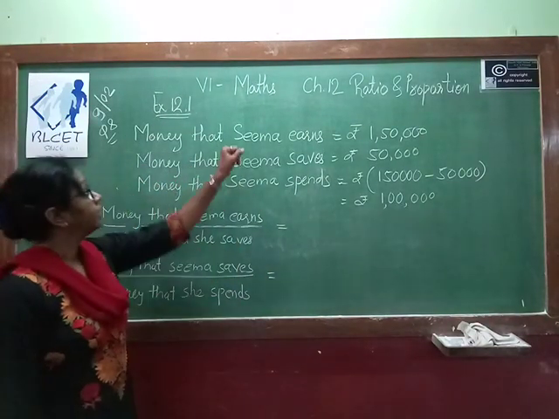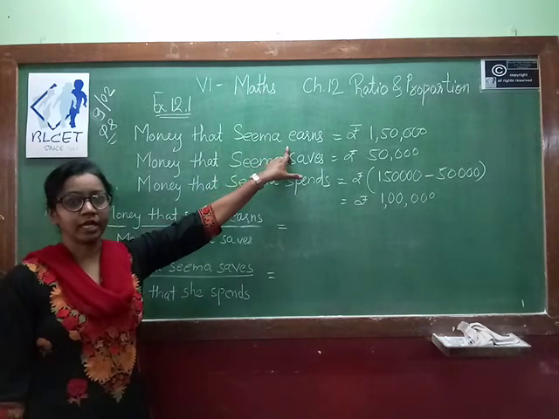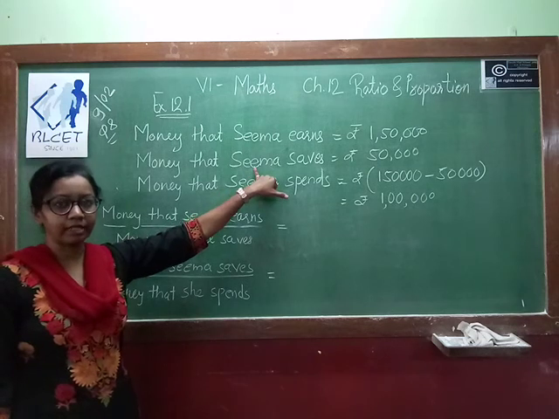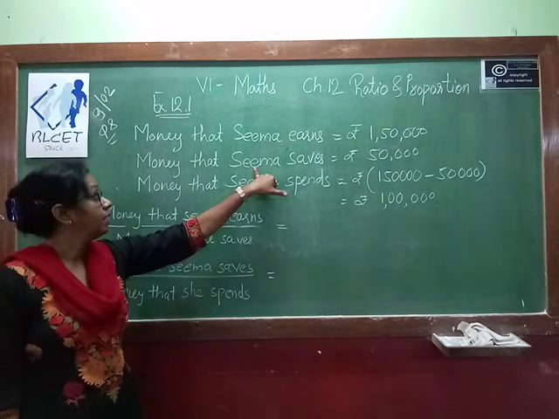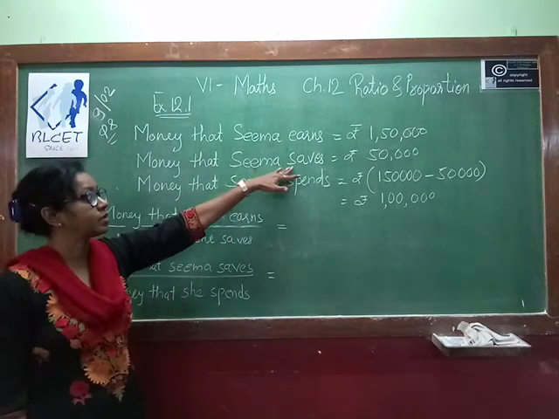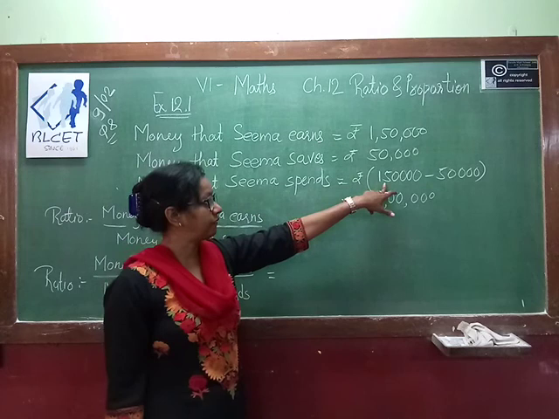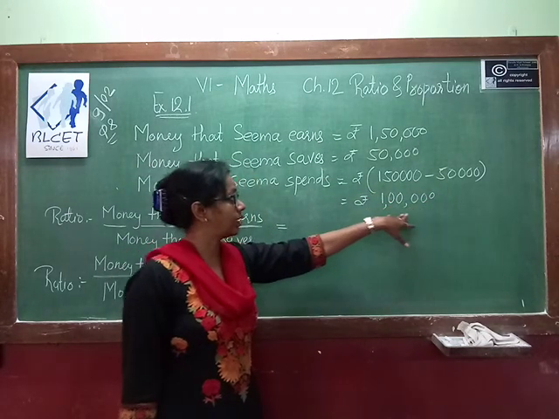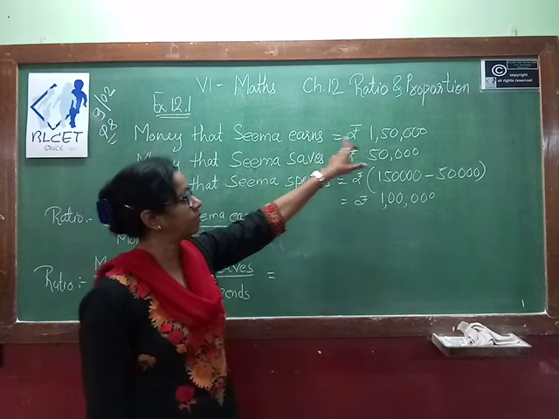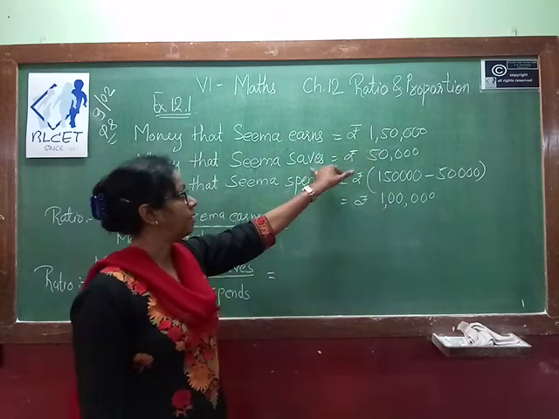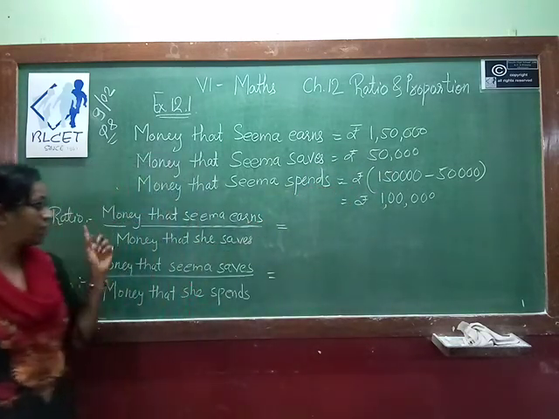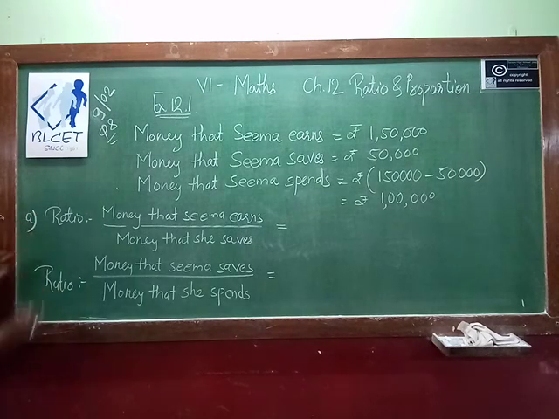So what is given? The money that Seema earns, so yearly income, is rupees 1,50,000. The money that Seema saves is rupees 50,000. So we want to find first the money that Seema spends. How will you find that? Whatever earning minus whatever savings. So 1,50,000 minus 50,000 is the spending amount, that is rupees 1 lakh. So now we have earning amount 1,50,000, saving amount 50,000, and spending amount 1 lakh.